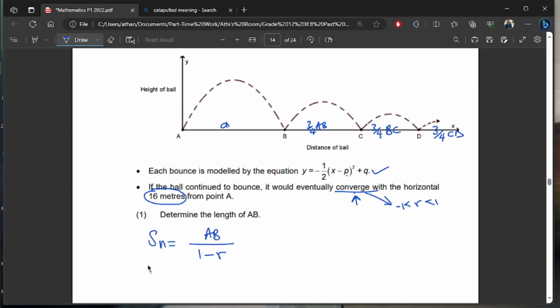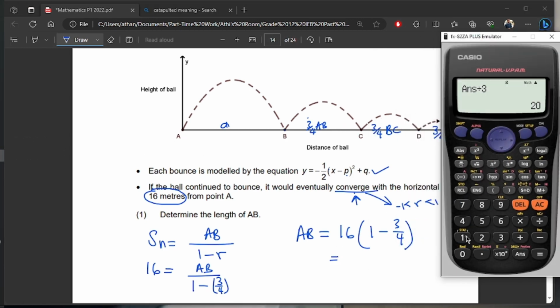Then we substitute. This is 16, total of 16. AB is what we are looking for, over 1 minus R. R is the constant ratio here, guys, which is 3 over 4. So I say minus 3 over 4 there. Let's see now what the value of AB is going to be. Basically, I'm going to do cross multiplication, whereby we say AB multiplied by the denominator of 16, which is 1. So it remains AB. But 16 must multiply 1 minus 3 over 4. And then this is going to give us the length of AB.